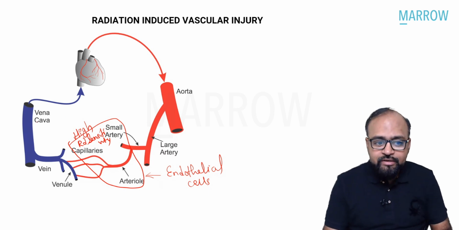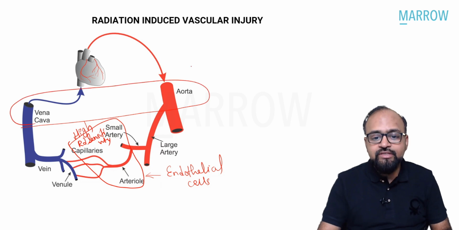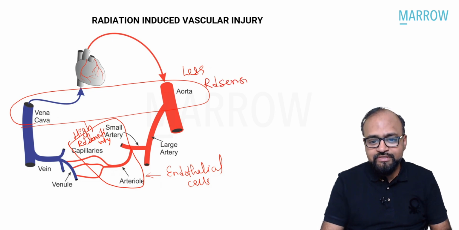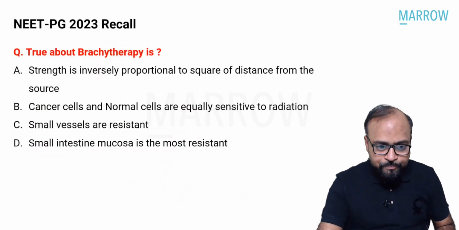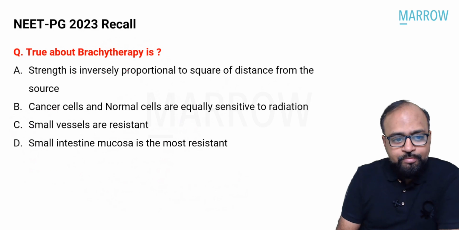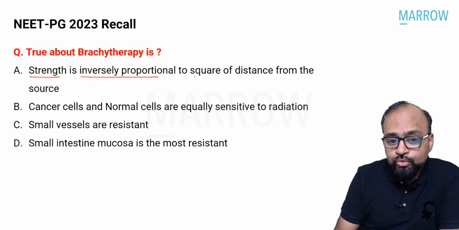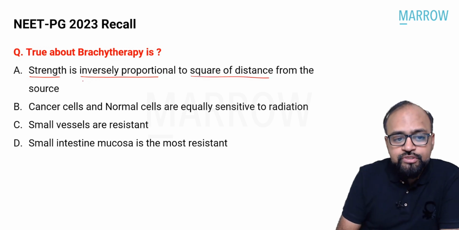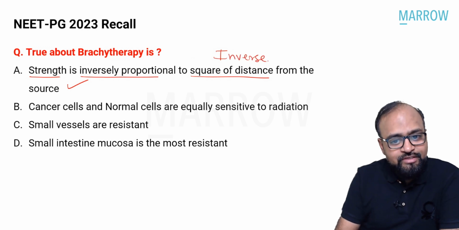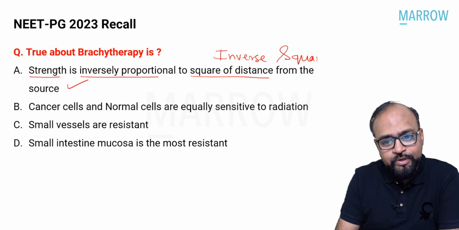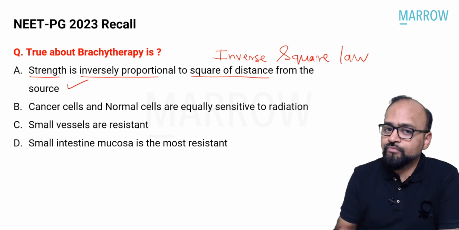As compared to that, it is the large veins, the aorta, major arteries. These are relatively less radiosensitive. Okay. Now we come to this question. See, true about brachytherapy: strength is inversely proportional to the square of the distance from the source is exactly true. This is in fact what is called the inverse square law. This is what precisely we have seen.